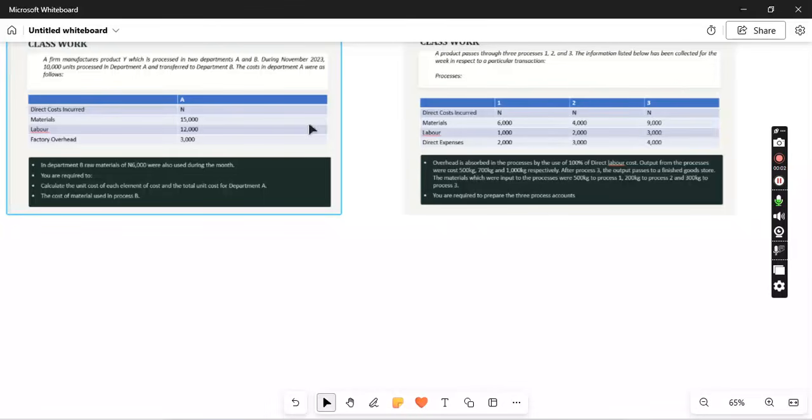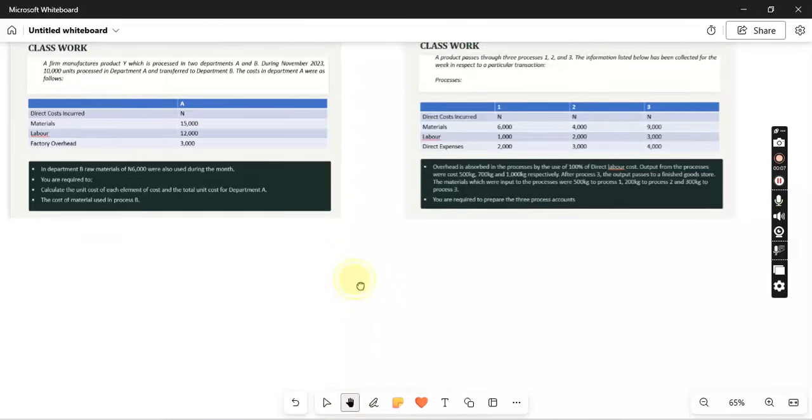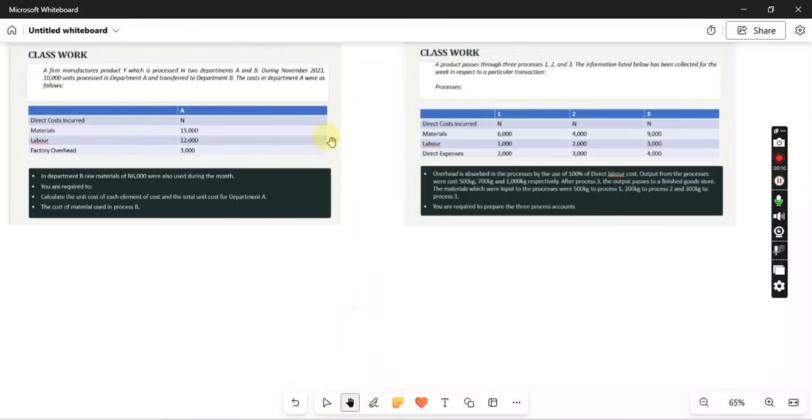So let's look at the questions that we have here. Okay, so we have these questions. A firm manufactures product Y, which is processed in two departments A and B. During November 2023, 10,000 units were processed in department A and transferred to department B. The costs in department A were as follows. So let us look at the question.